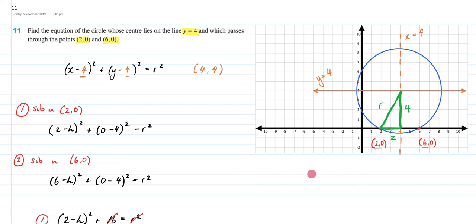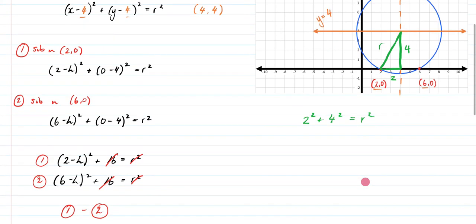So to find r, all I need to go is, well, 2 squared plus 4 squared is going to equal r squared. So I scroll down. 2 squared is 4. 4 squared is 16. It's going to equal r squared. So it's going to be 20 equals r squared. So my radius is going to be the square root of 20, like that.